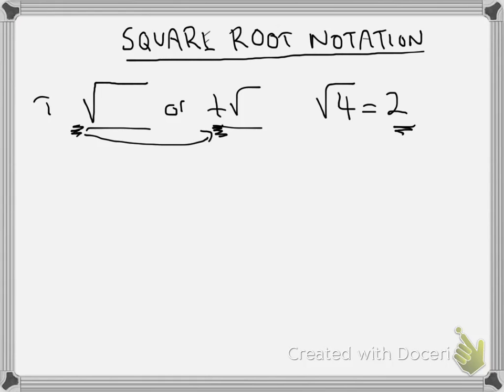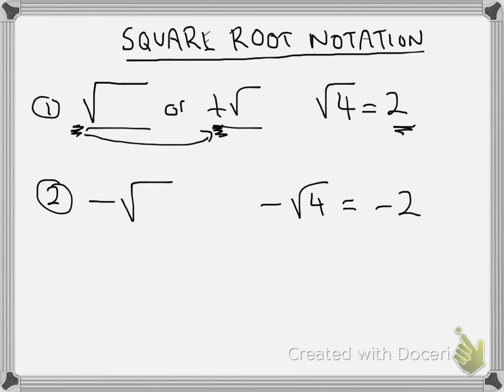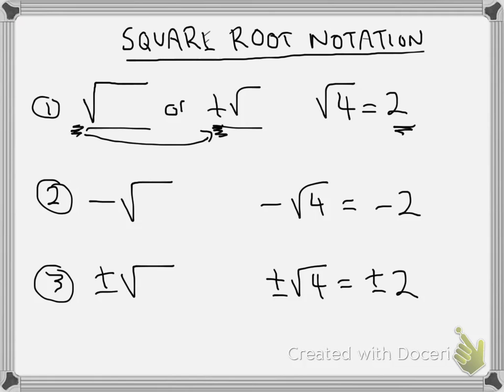So that's type 1, then there's type 2 of square root answers, which say only give me the negative answer. So the negative square root of 4 equals negative 2. Alrighty. And what about this third one? Well, the third one is the one that we learn about later, which is this one, which says give me both the positive and the negative outcomes. So that's the positive or the negative square root of 4 equals positive or negative 2.